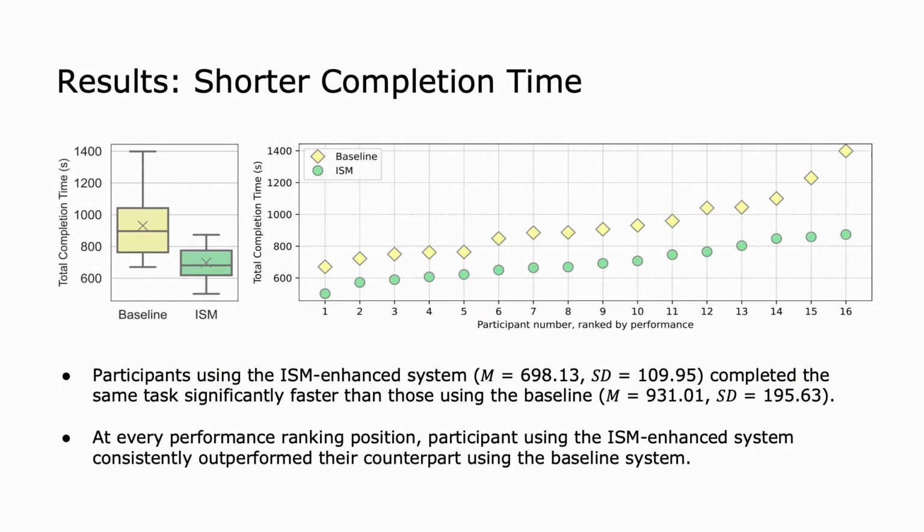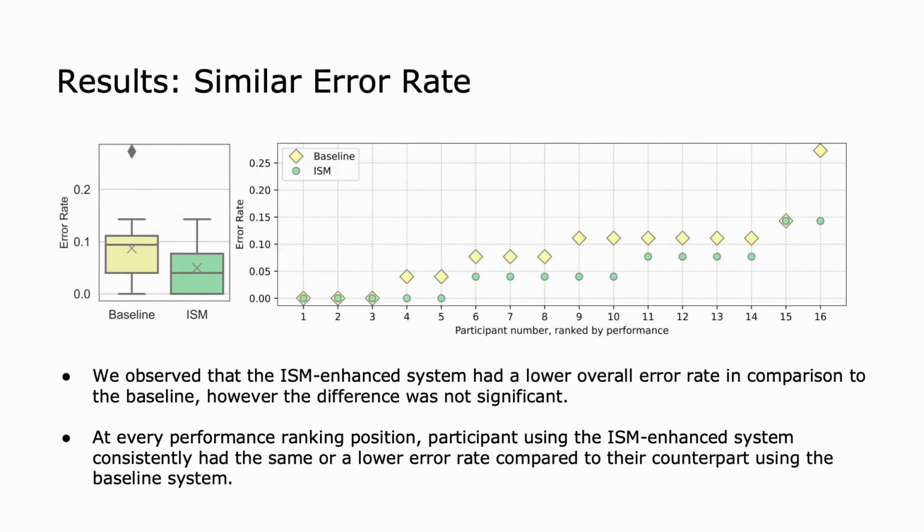Now let's take a look at the results. Participants using the ISM-enhanced system completed the same task significantly faster than those in the baseline condition. And when we rank all participants by performance in both conditions, we found that at every ranking position, participants in the ISM condition were consistently faster than their counterpart using the baseline. When looking at error rate, we did not observe any significant differences between the two conditions. However, at every performance ranking position, participants using the ISM-enhanced system consistently had the same or lower error rate compared to their counterpart using the baseline.